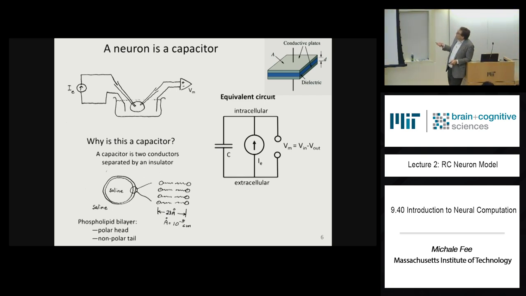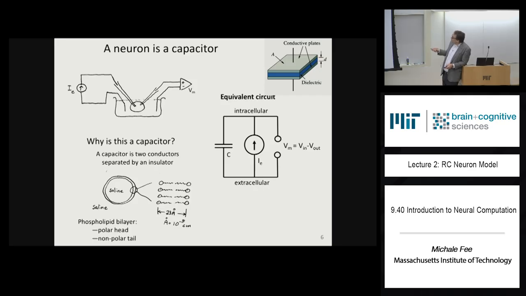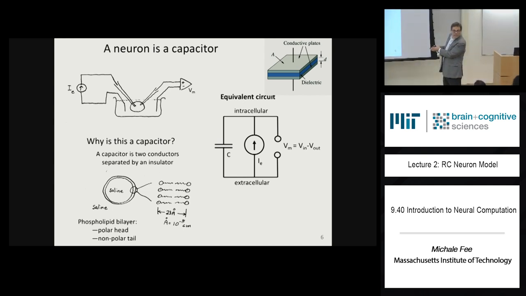So this is now our equivalent circuit of this model neuron. Okay? It's very simple. It's a capacitor with one wire here that represents the inside of the cell, another wire that represents the outside of the cell. We have a current source that connects the outside of the cell to the inside of the cell. When we turn on the current source, it takes charges from inside of here and sticks them through the electrode and pumps them into the cell. Does that make sense?